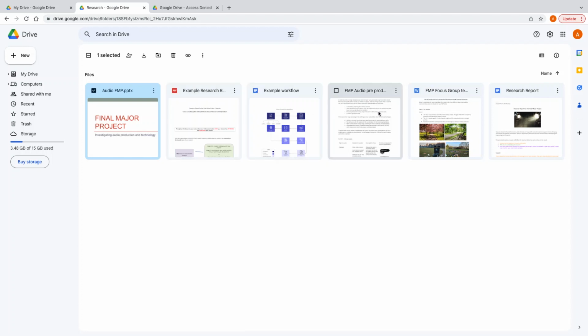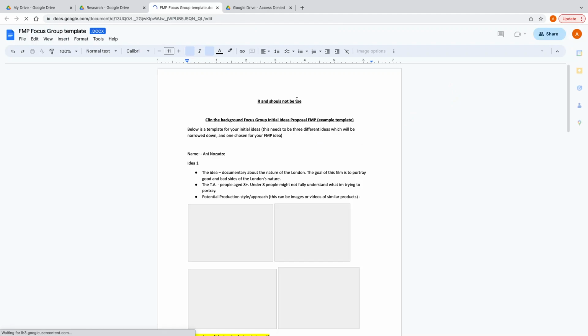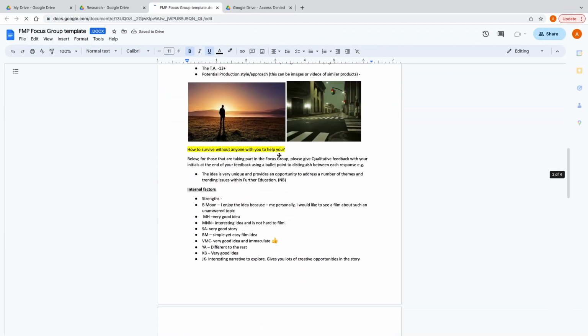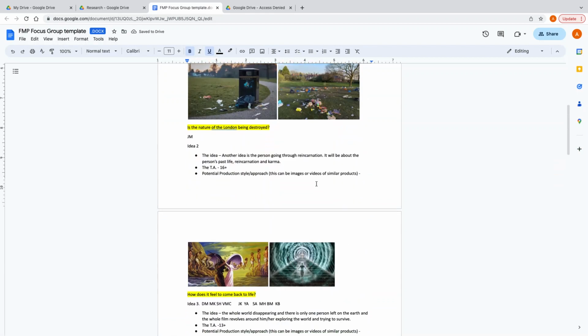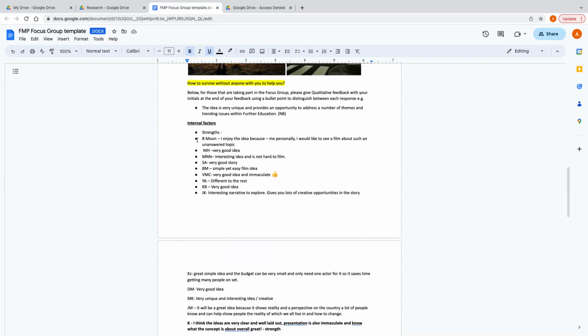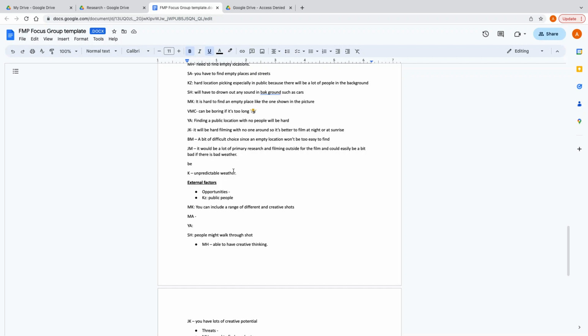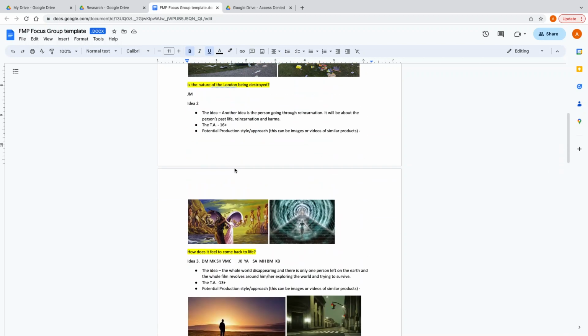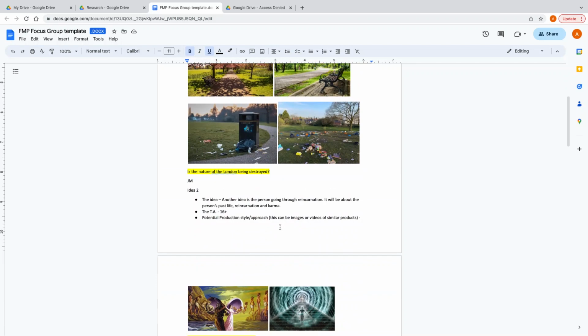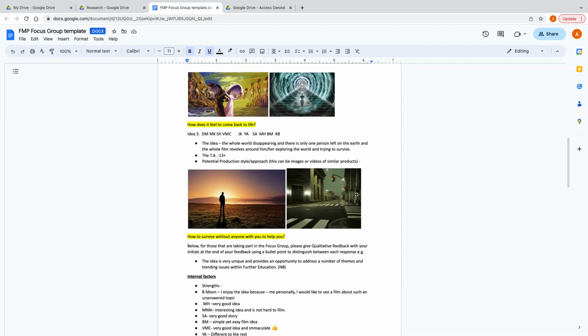This is my FMP focus group, where I gathered feedback from my classmates. Those are my initial ideas, and each of them went to my folder and provided the strengths, weaknesses, threats, and opportunities of my idea, and of the idea that they liked. There were three of them, and most of them chose this one, which I actually chose for my film based on the audience feedback.